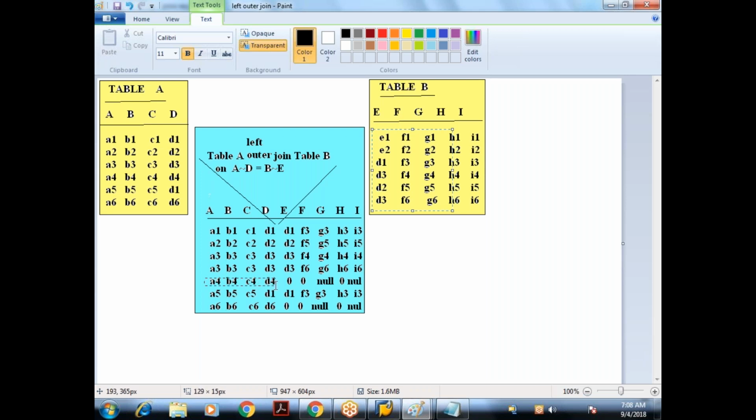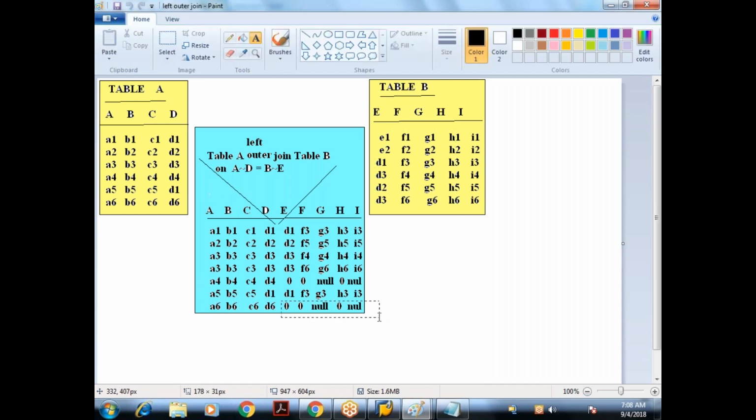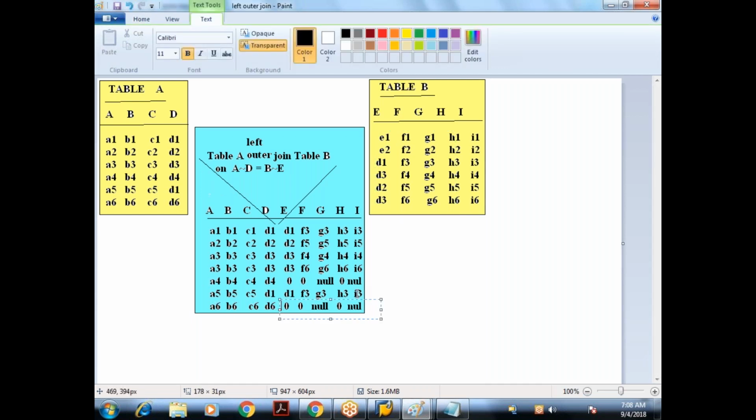Here I'll get A4, C4, D4. Then on the right hand side I don't have matching rows, so it will fill the right hand side columns with zeros and space. Numeric data types to zeros and character data types to space. Even if you observe D6 here, we don't have D6 in the right hand side table, but it will still pick up the left hand side row. The right hand side will be filled with default values depending on the data types.